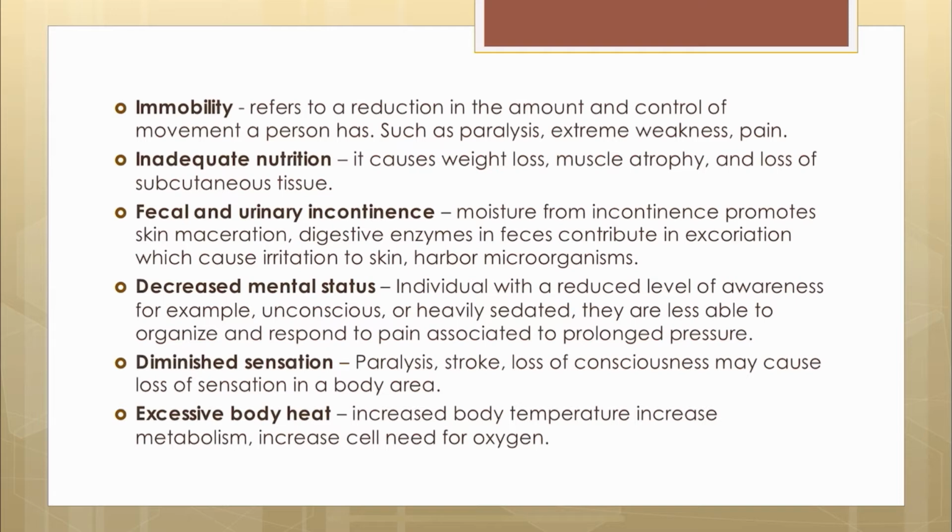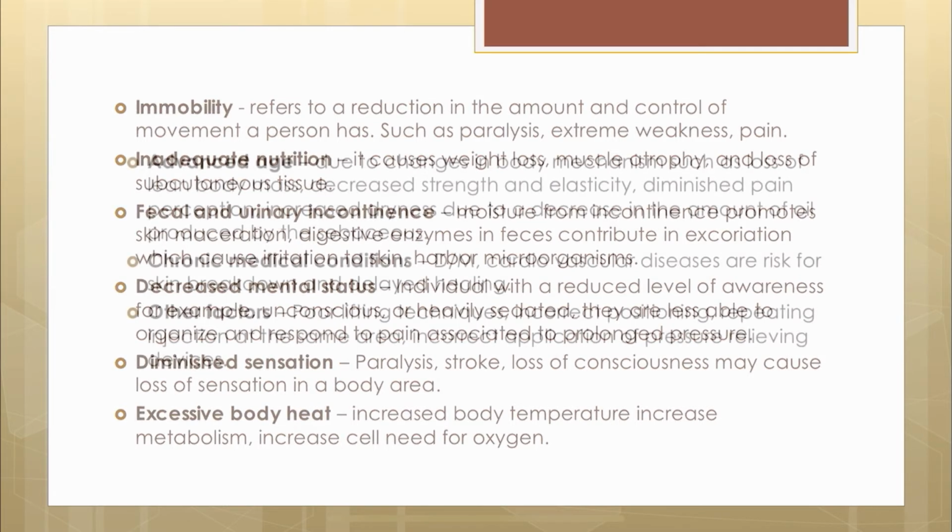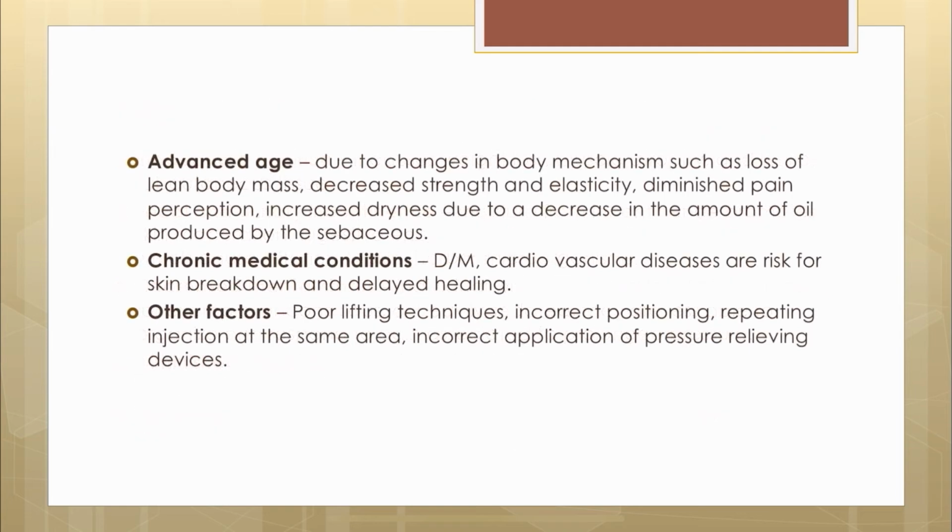Excessive body heat: increased body temperature, increased metabolism, increased cell need for oxygen. Next one, advanced age, due to changes in body mechanisms such as a loss of lean body mass, decreased strength and elasticity, diminished pain perception, increased dryness due to a decrease in the amount of oil produced by the sebaceous glands.